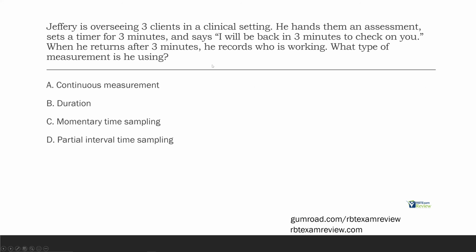3, Jeffrey is overseeing 3 clients in a clinical setting. He hands them an assessment, sets a timer for 3 minutes, and says, I will be back in 3 minutes to check on you. When he returns after 3 minutes, he records who is working. What type of measurement is he using?